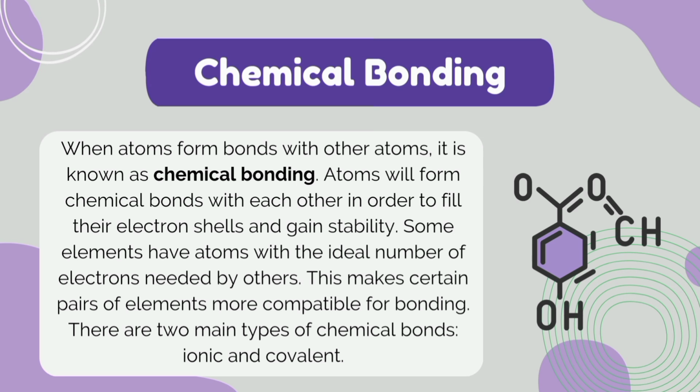Chemical bonding. When atoms form bonds with other atoms, it is known as chemical bonding. Atoms will form chemical bonds with each other in order to fill their electron shells and gain stability. Some elements have atoms with the ideal number of electrons needed by others. This makes certain pairs of elements more compatible for bonding. There are 2 main types of chemical bonds, ionic and covalent.